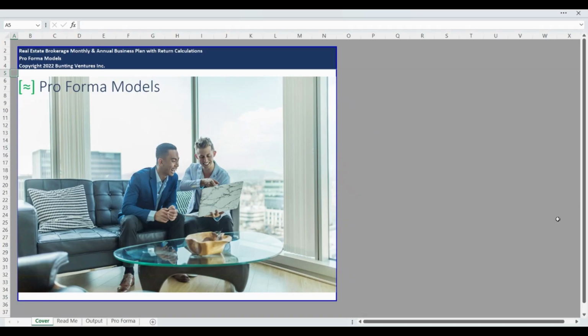Hello and welcome to the Forma Models Real Estate Brokerage Business Plan Financial Model. This model can be used to analyze the financial return of acquiring an existing real estate brokerage company through mergers or acquisition, operating an existing real estate brokerage company, or starting a new real estate brokerage company using a three-statement model. The Pro Forma tab includes all assumption inputs as well as the calculations for the sources and uses, returns, annual valuation, income statement, balance sheet, and statement of cash flows.